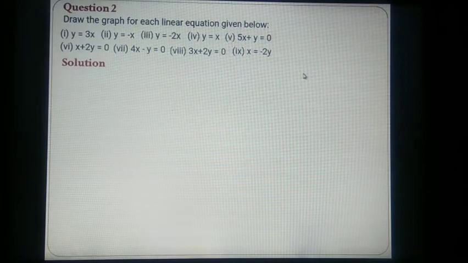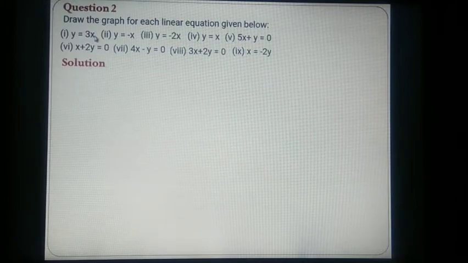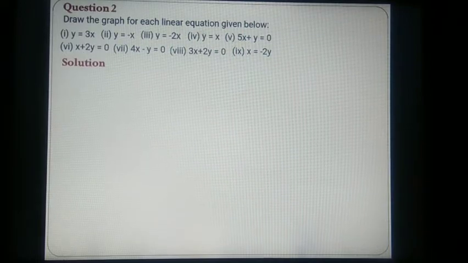Okay, let's take the next question: you need to draw the graph of each of the following linear equations. I want you to know that if the variable's power is 1, then the equations are said to be linear equations. In these equations, the variables present are x and y, and both have power 1. So they are said to be linear equations.